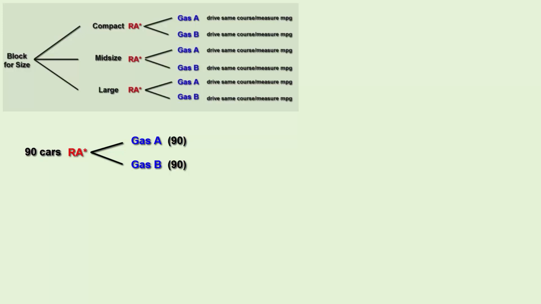As cars arrive, we could flip a coin. If heads, the car gets gas A in the morning and then crosses over to gas B in the afternoon. If tails, the car gets gas B in the morning and then crosses over to gas A in the afternoon. In randomly assigning this way, about half the cars have gas A in the morning and about half have gas B, and in the afternoon about half have A and half have B.